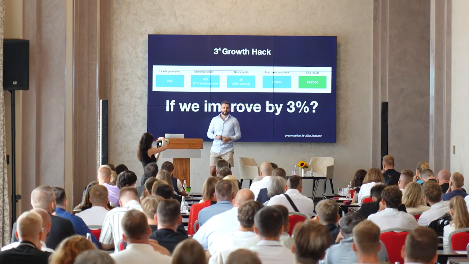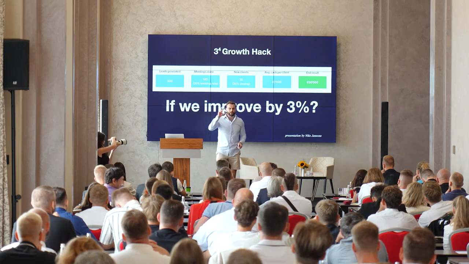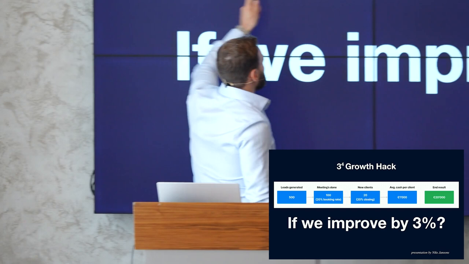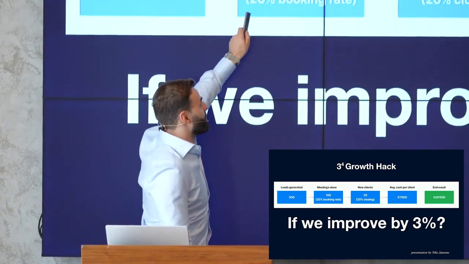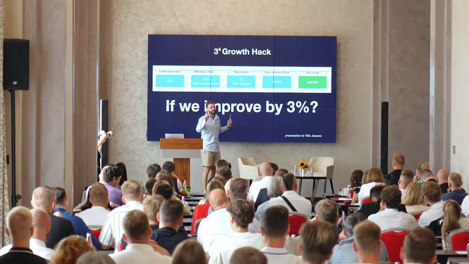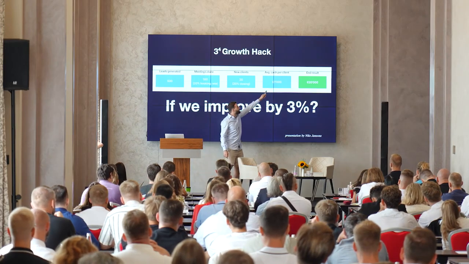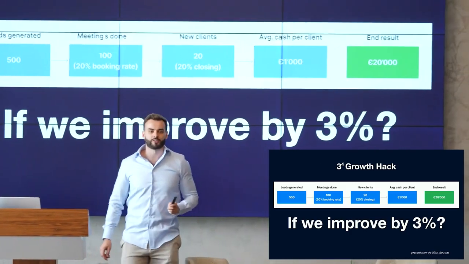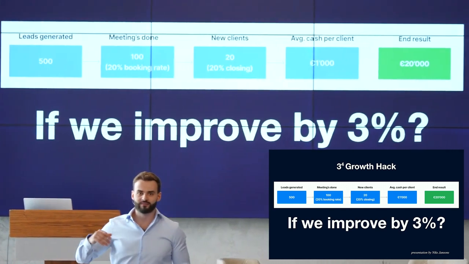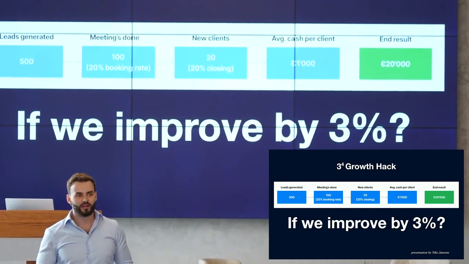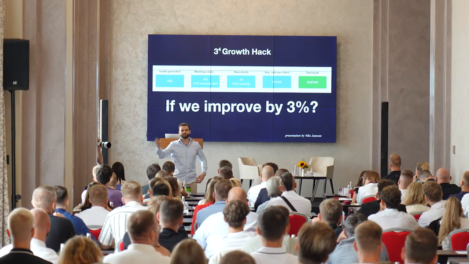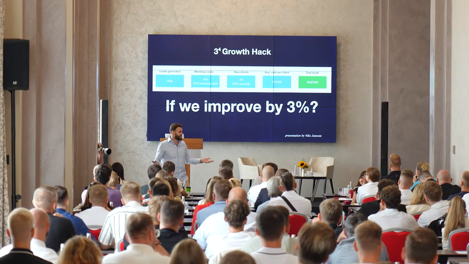Let's now improve everything, add 3% to everything. Let's say 3% more leads, 3% more booked meetings, so your booking rate is 23%, not 20, and your closing rate is not 20, but it's 23%. And your pricing is 1,030 euros. What would happen? How much growth would that give you? What do you think? Yell out numbers. How much growth would that give you? 20%. What else?